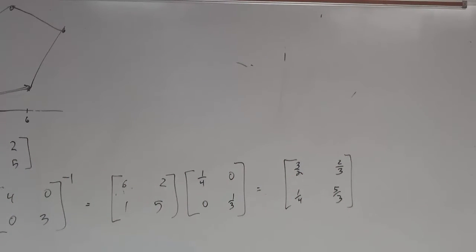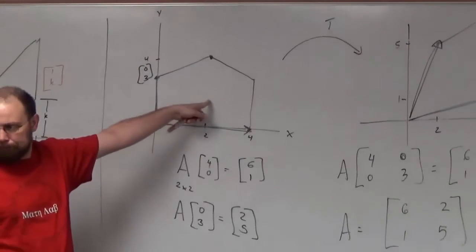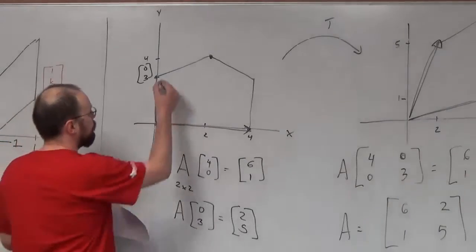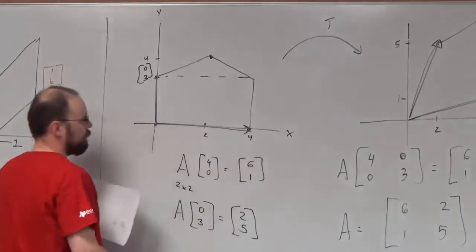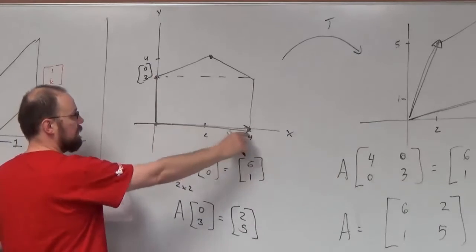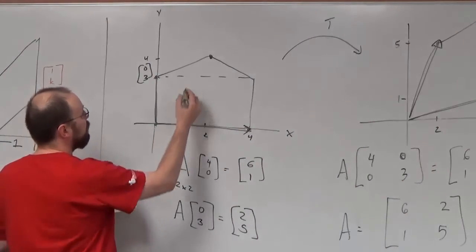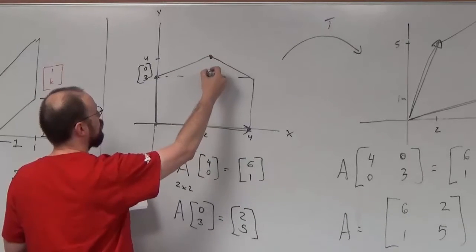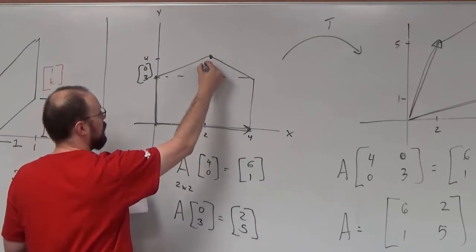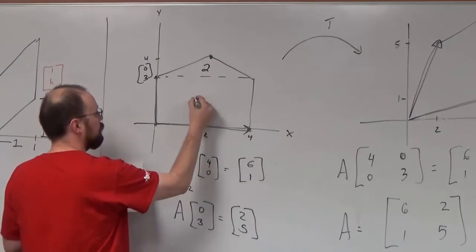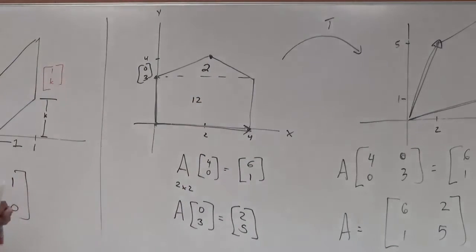And so now let's talk about the determinants here. What is the area of this house, so to speak? So we have a rectangle that's 3, 4. So it's 12 plus, this is 4 times 1. So this area is 2, right? This area is 12, so the area is 14.